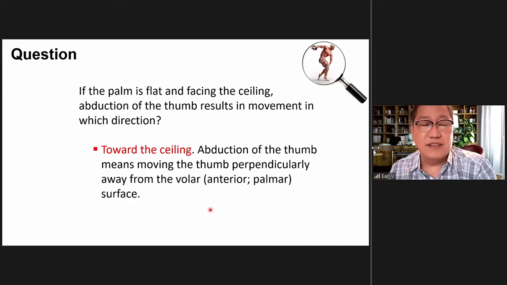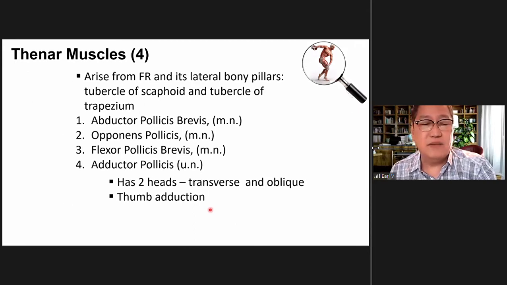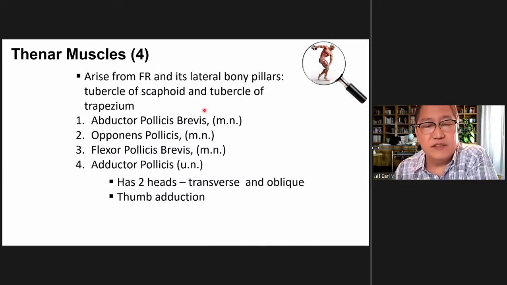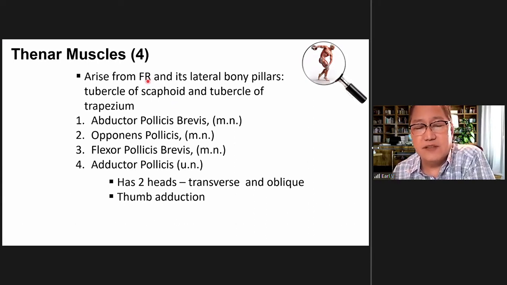All right. Now we go to the thenar muscles. There are four muscles of the thenar and it arises from the flexor retinaculum and its lateral bony pillars. Remember, there are bony pillars ng wrist, tubercle of the scaphoid and tubercle of the trapezium. So dito ang origin ng thenar muscles. So there are four thenar muscles.